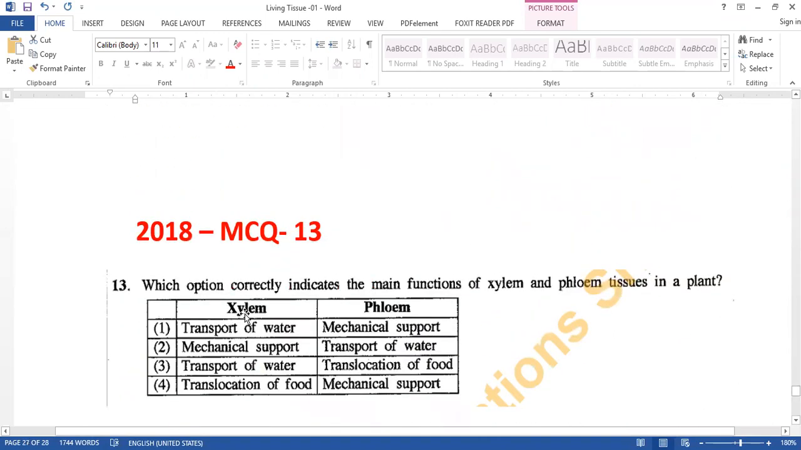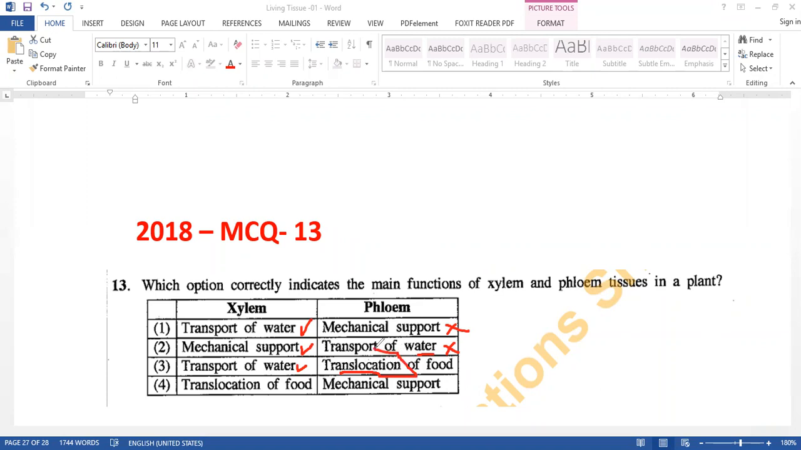The xylem transporting of water, it is correct. Xylem transporting water, it is correct. And phloem mechanical support, it is wrong. And the xylem mechanical support, yes, correct. The phloem transporting water, it's wrong. And the xylem transporting of water, and here look at the term.